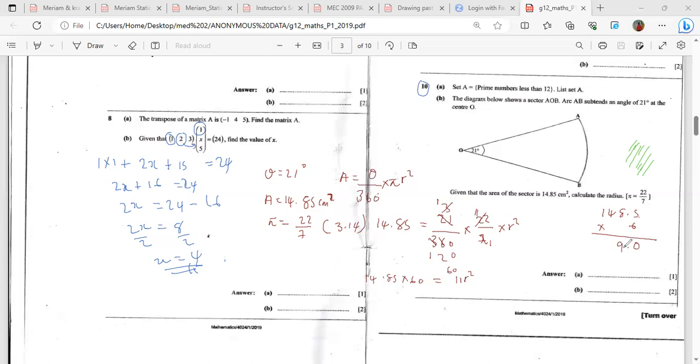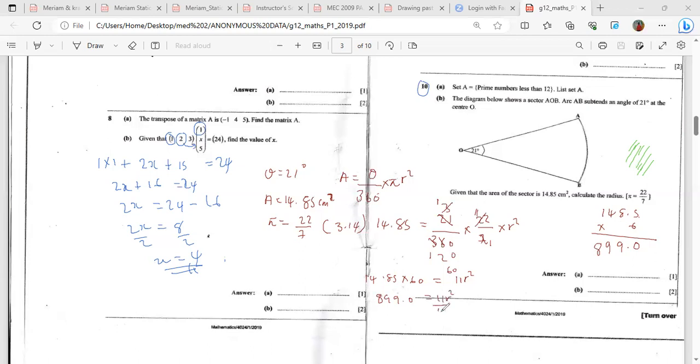So you say 9, you carry the 5. Then 6 times 4 gives you 24, 24 plus 5 gives you 29. So you say another 9. Then 6 times 1 gives you 6, plus 2 gives you 8. So you have 891.0 equal to 11 r squared.